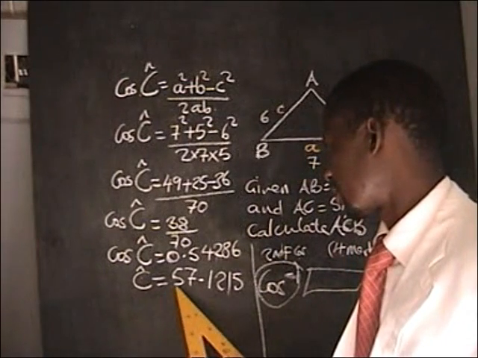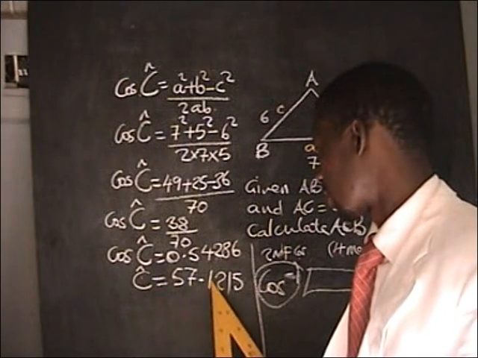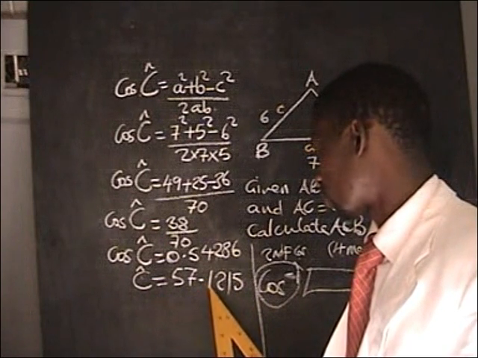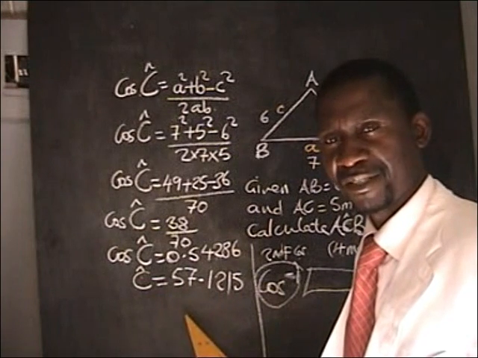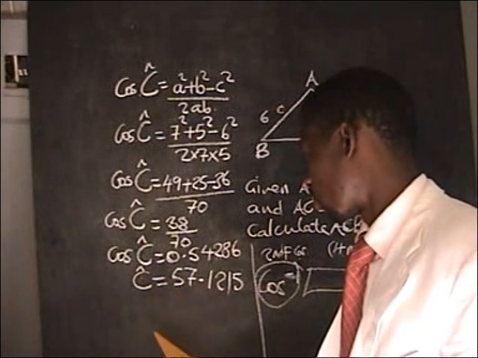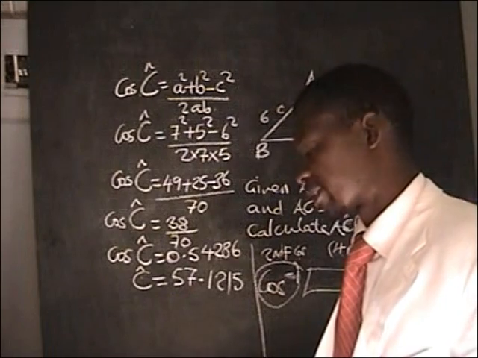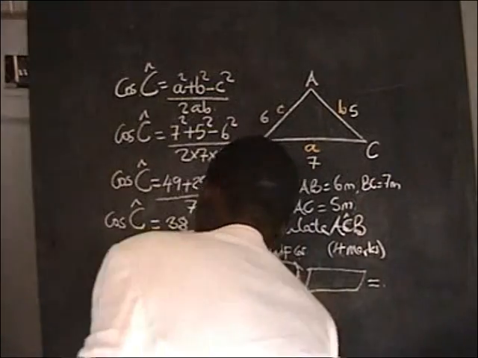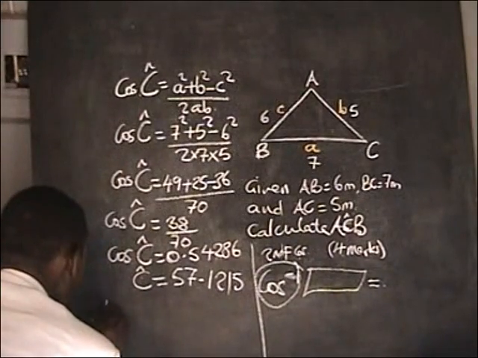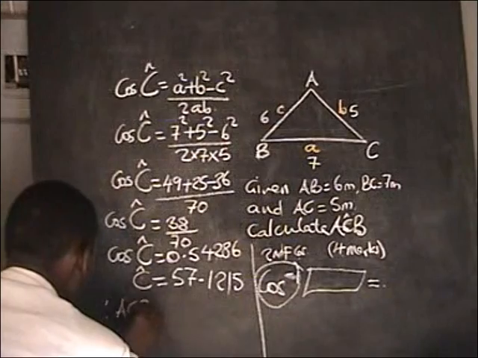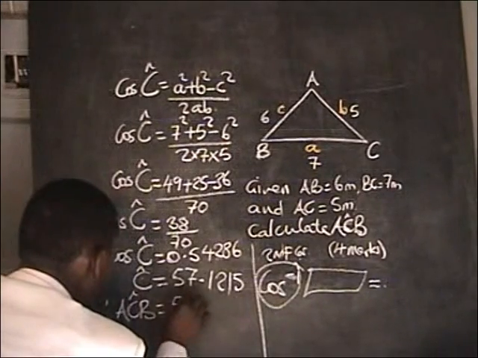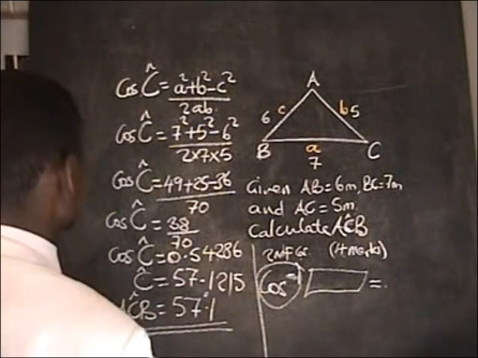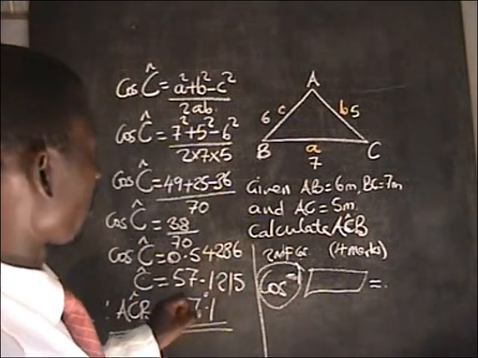Now looking at this, it is to how many significant figures? 1, 2, 3, 4, 5, 6. Again, to 4 decimal places. After the decimal point, 1, 2, 3, 4. That's why I'm saying to 4 decimal places. Now I want to leave this to 1 decimal place, because what I have calculated is the angle in degrees. So to 1 decimal place, therefore, angle SCB is equal to 57.1 degrees. So that is the final answer, 57.1 degrees.